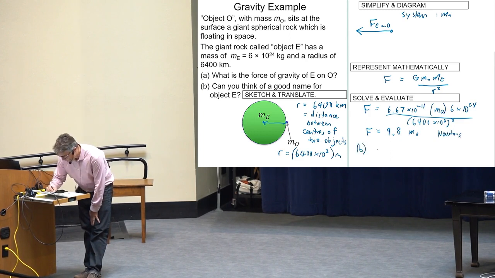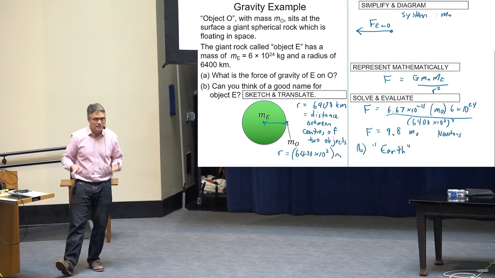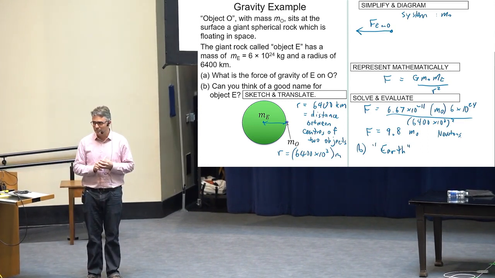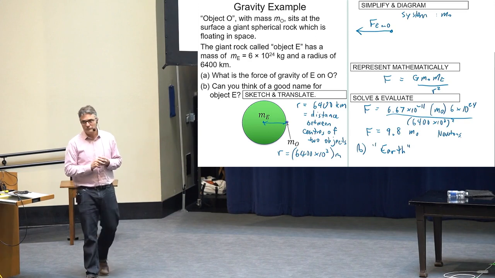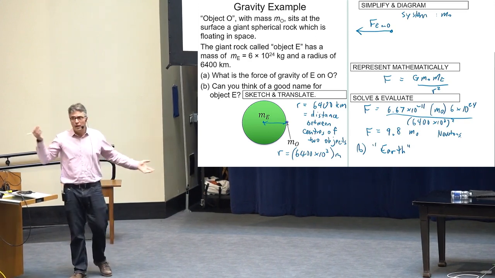And does anyone have an idea for a suggested name for this rock in space? Starts with the letter E. Earth. I agree. If you have a giant rock in space of this radius and this mass, you could call it Earth, and it would be our dear home planet. So. And then, if you had a kilogram object on that Earth, there would be a gravitational force.